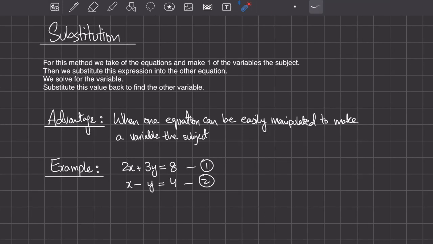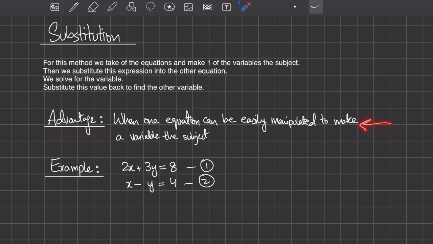The third method is substitution. For this method, we take one of the equations and make one of the variables the subject. Then we substitute this expression into the other equation. We solve for the variable and substitute this value back to find the other variable. This method is useful when one equation is already solved for a variable.